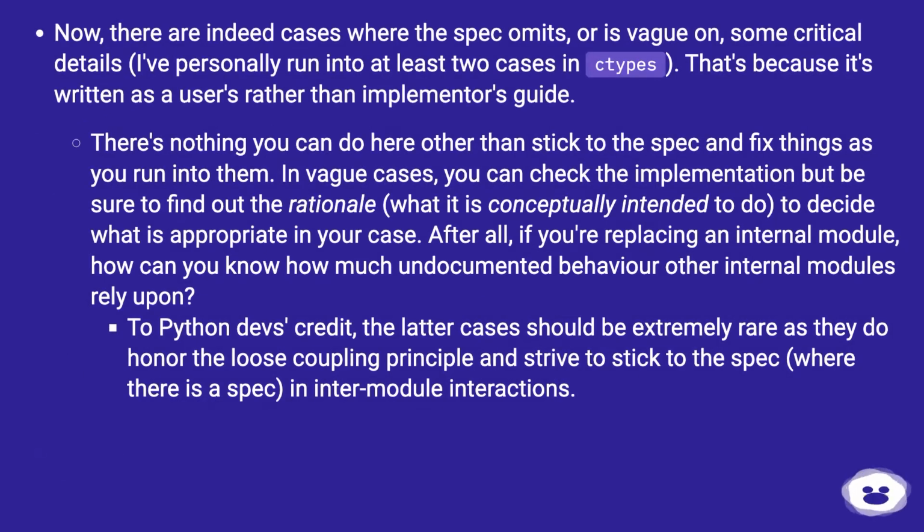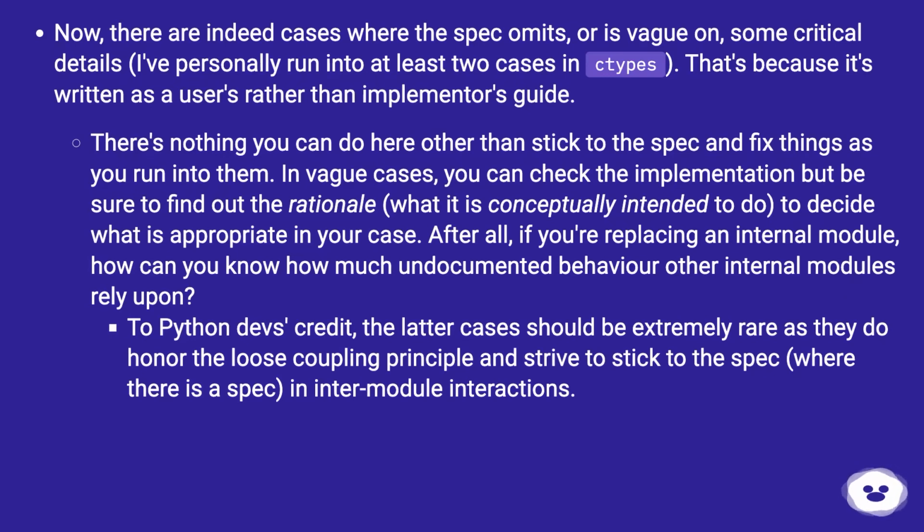Now, there are indeed cases where the spec omits, or is vague on, some critical details. I've personally run into at least 2 cases in C types. That's because it's written as a user's rather than implementer's guide. There's nothing you can do here other than stick to the spec and fix things as you run into them.